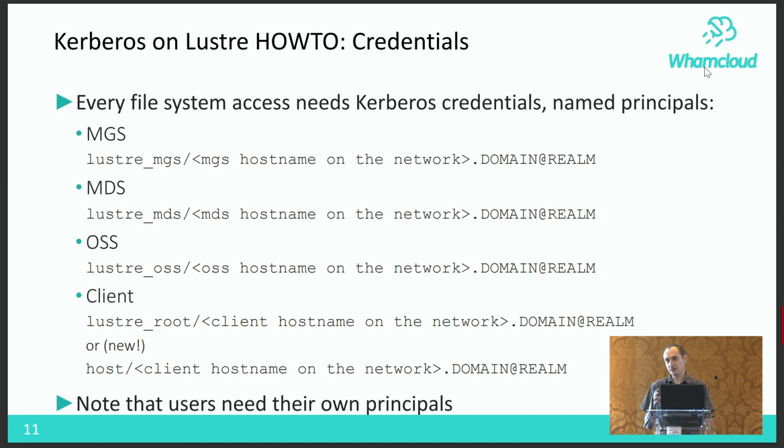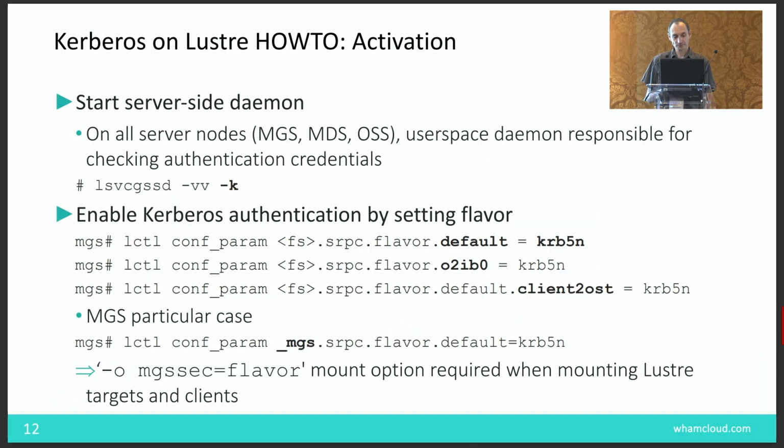Once this is declared on your Kerberos server, it has to be deployed on the keytabs on the various servers. You must start the lsvcgssd daemon on all the Lustre server nodes. It's not used on the clients, so it's not necessary there, but on the servers it's required. And for Kerberos, we start this daemon with the -k option. When this is done, the only remaining thing is to actually define a Kerberos flavor.